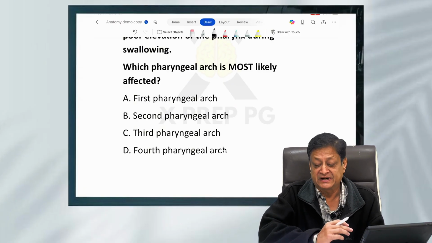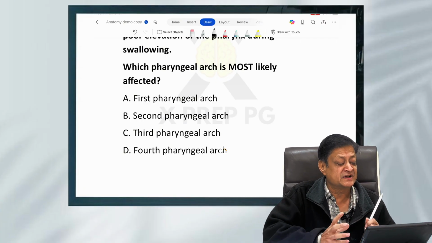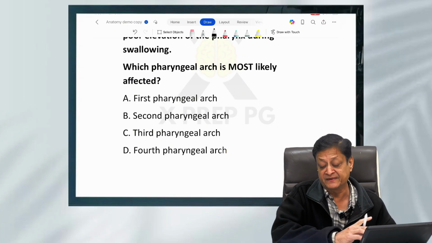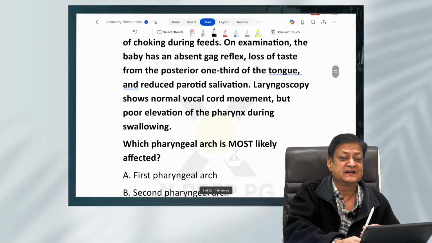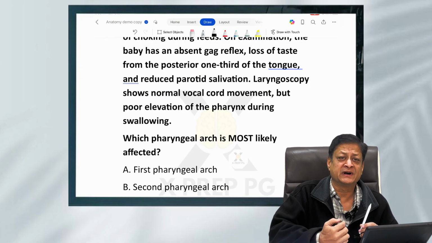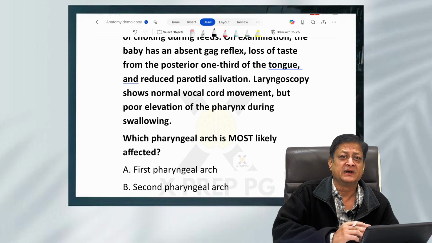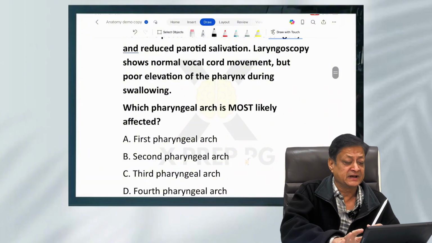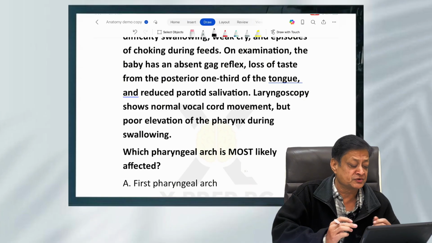Why not first? Because the defects regarding the first pharyngeal arch include micrognathia and ear ossicle defects. There is no loss of gag reflex. Here a question arises, what is gag reflex? Gag reflex is a protective reflex. Whenever some foreign object or foreign touch stimulates the pharynx, then there is a protective phenomenon. The patient presents with a gag phenomenon. But this is absent if there is loss of sensations to the pharynx, and that is because of the glossopharyngeal nerve.